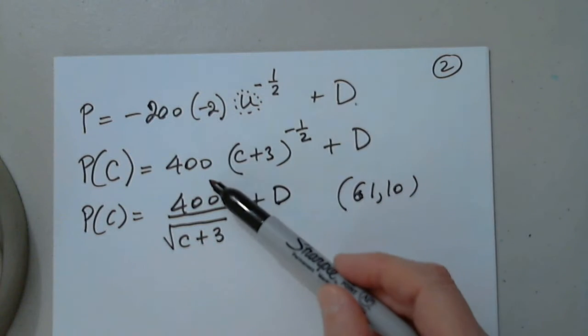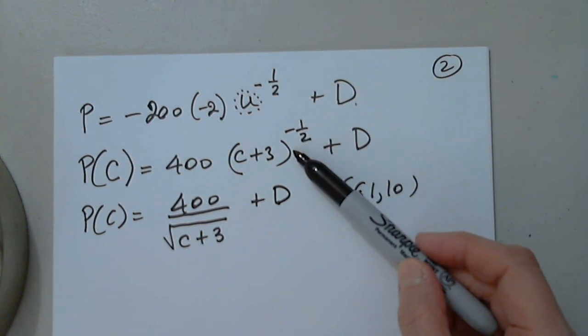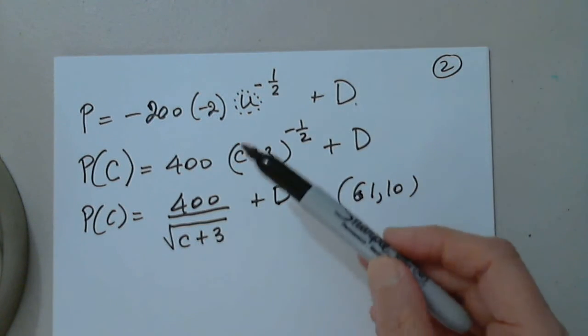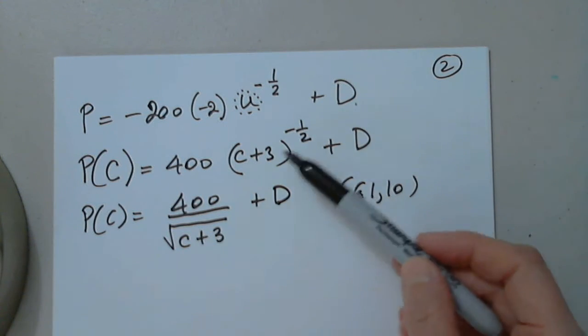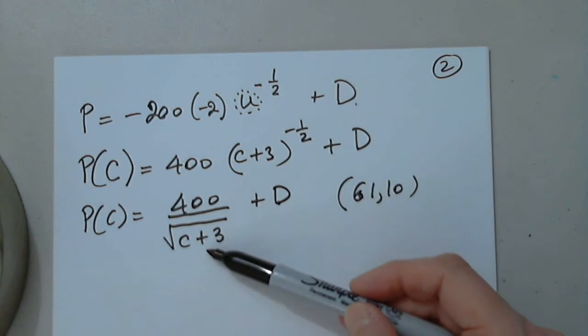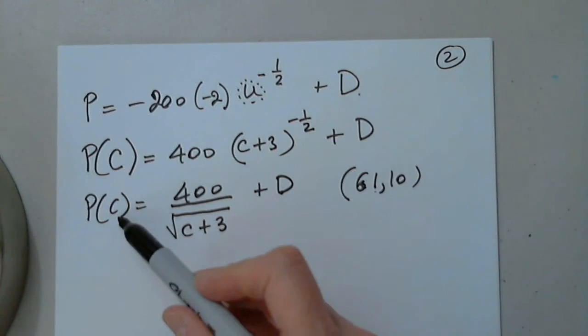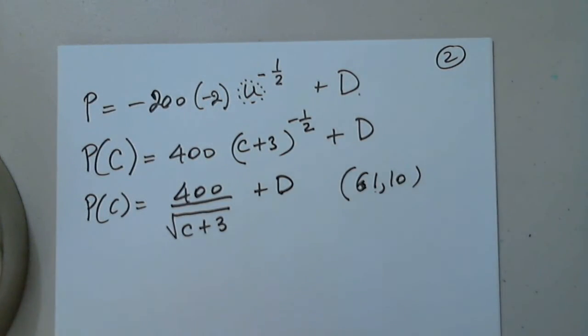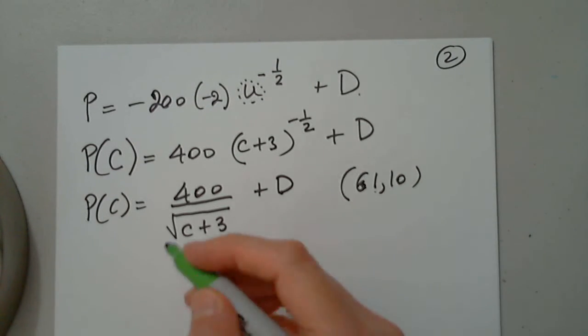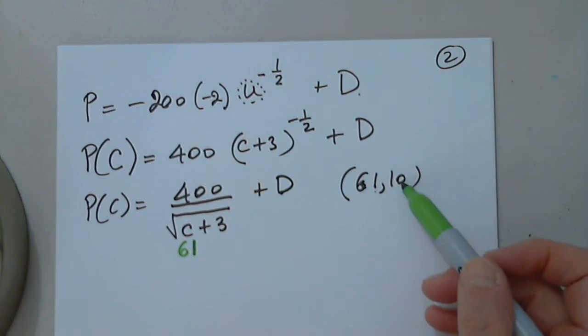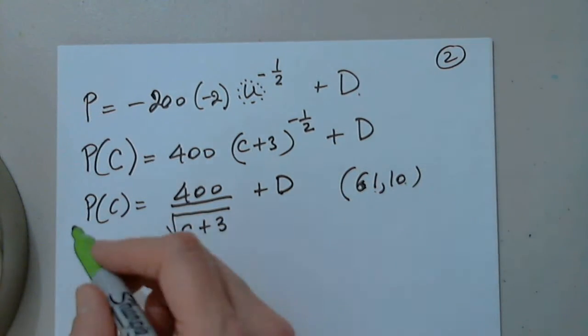So when I multiply these two, I got 400. This goes to the denominator. This was replaced. It goes to the denominator. It's negative 1/2, which means the square root in the denominator. And now, when c, which is the independent variable, is 61, the profit is 10.